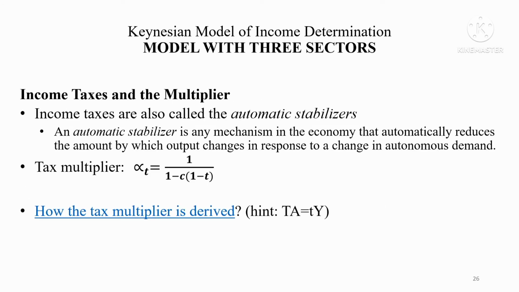Income taxes and the multiplier. Income taxes are also called the automatic stabilizers. An automatic stabilizer is any mechanism in the economy that automatically reduces the amount by which output changes in response to a change in autonomous demand. Earlier, we learned that an increase in autonomous spending, such as C bar, I bar, or G bar, will also increase the equilibrium output, right? But increasing the taxes will also lead to a decrease in output. Thus, overall, equilibrium output reduces. So that is why income tax is called the automatic stabilizer.